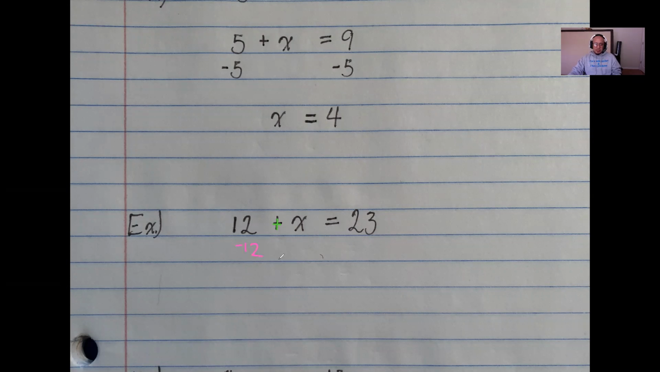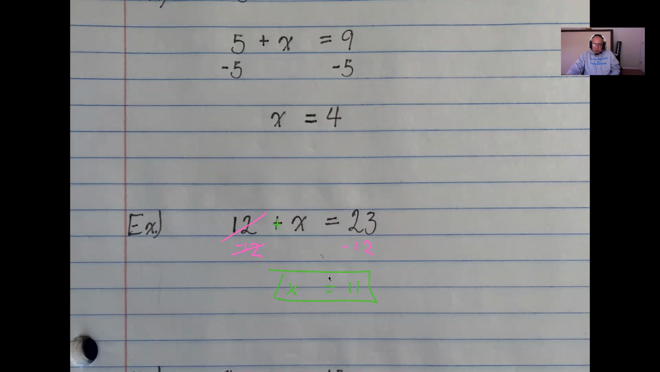But whatever I do to one side, I must do to the other. So as soon as I subtract 12, I'm going to subtract 12 from the other side also. 12 minus 12 is 0. Hence why the variable is now isolated. That's why I have x by itself. And then 23 minus 12 is equal to 11. Therefore, x is equal to 11.